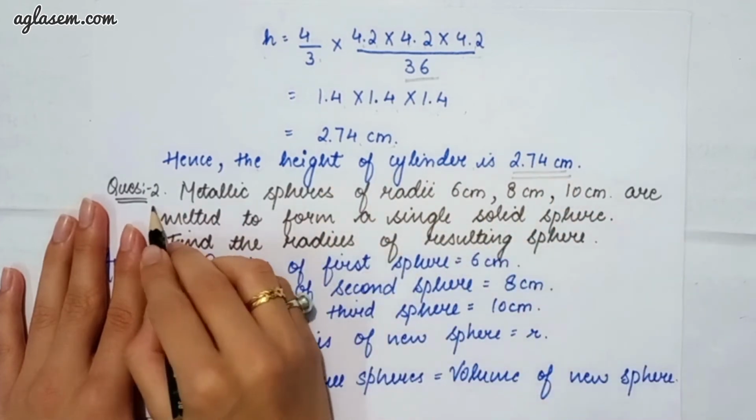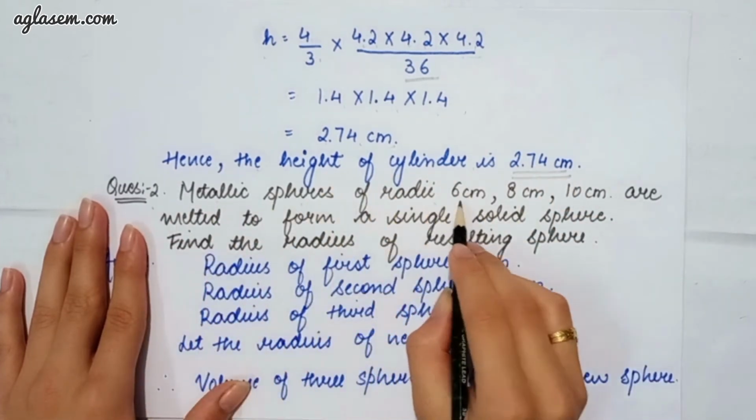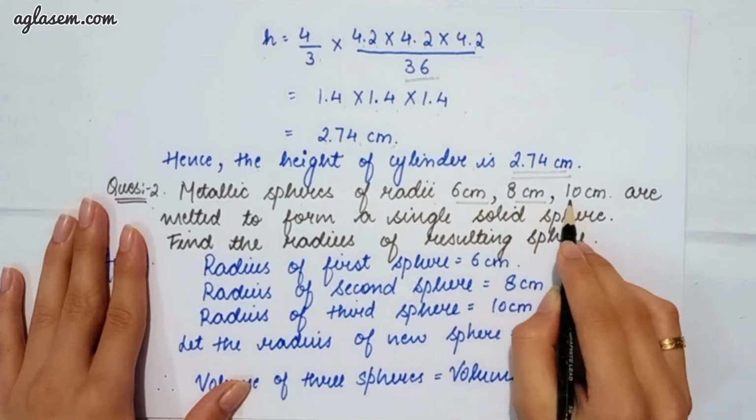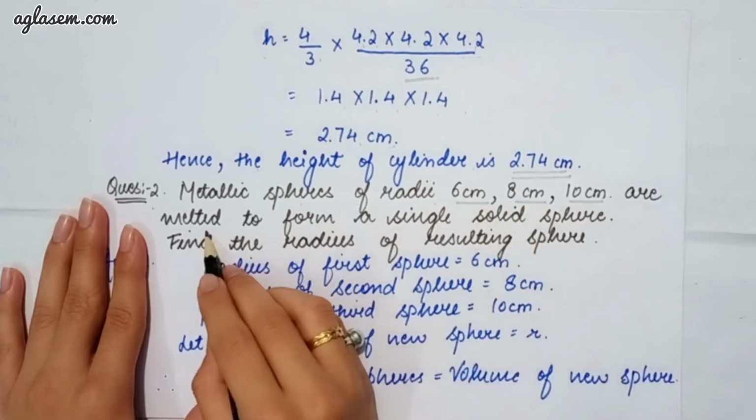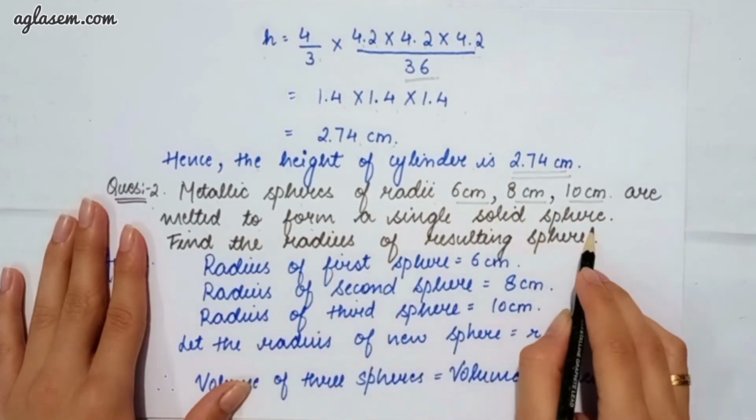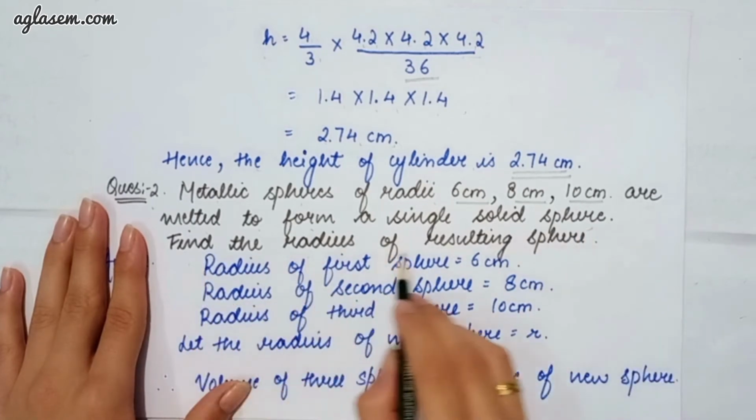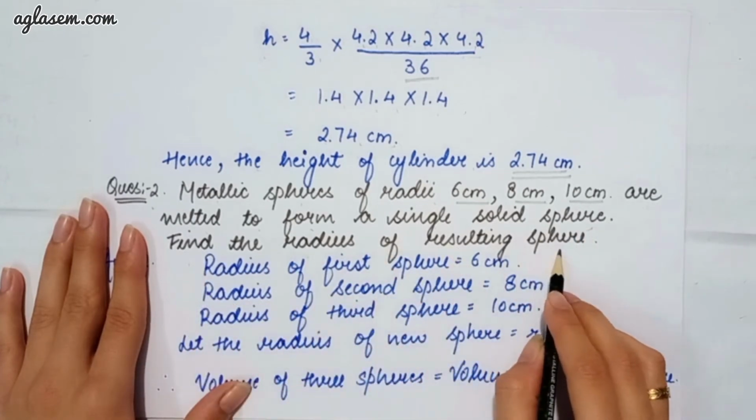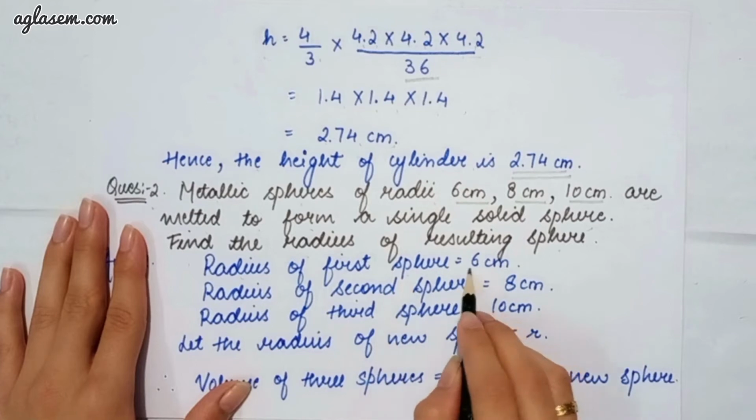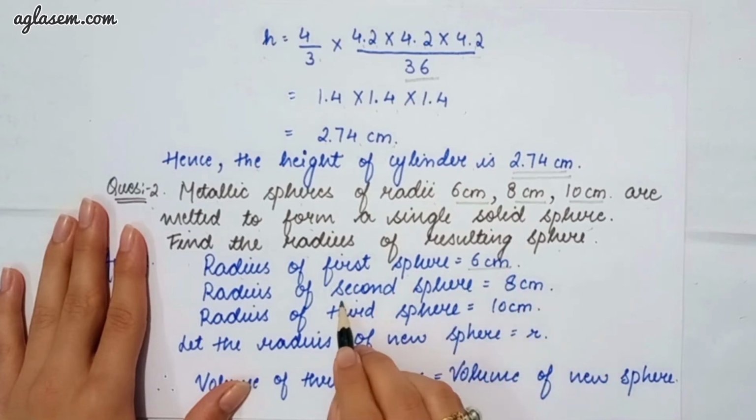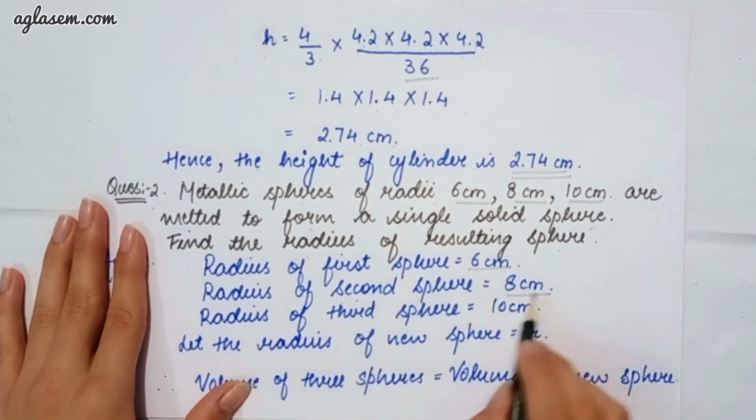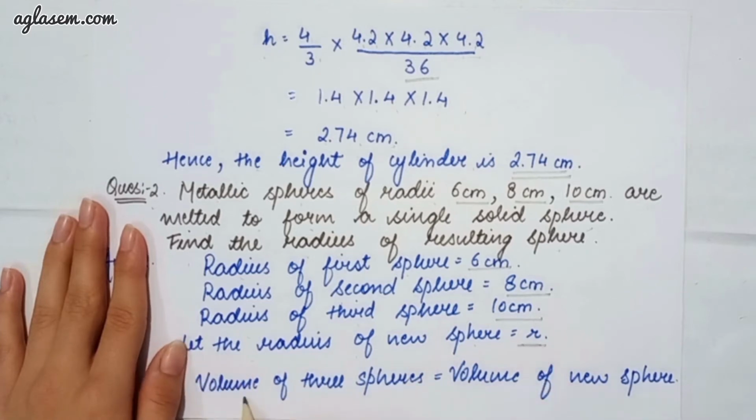Question number 2 says metallic spheres of radius 6 centimeter, 8 centimeter and 10 centimeter are melted to form a single solid sphere. We have to find the radius of the resulting sphere. So here the radius of the first sphere is 6 centimeter, of the second sphere 8 centimeter, and of the third sphere 10 centimeter, is given to us. And we have to let the radius of the new sphere be r. So the volume of the 3 spheres is equal to the volume of the new sphere.